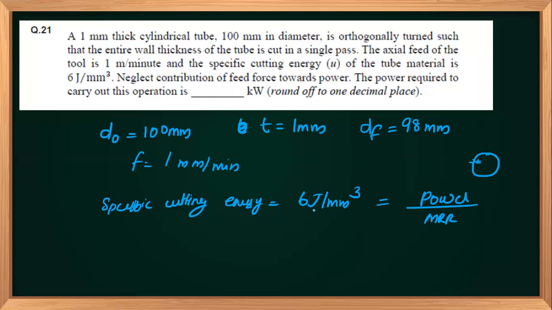Okay. Now it is asking to calculate the power required. So now just multiply. If I want to get power, your specific cutting energy multiplied with MRR simply gives you power. Specific cutting energy is given. What we want to find out is your MRR. What is MRR? This much material is being removed at what rate? So you are cutting at a rate of 1 mm per minute. That will be the actual feed.